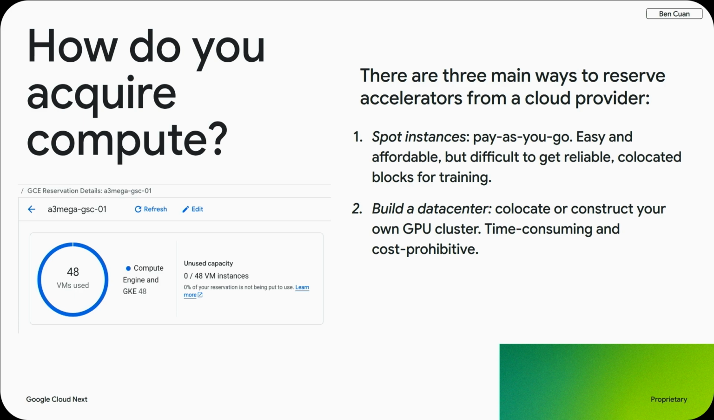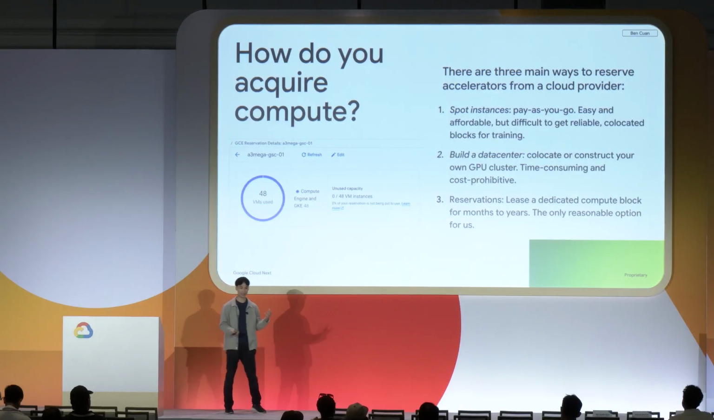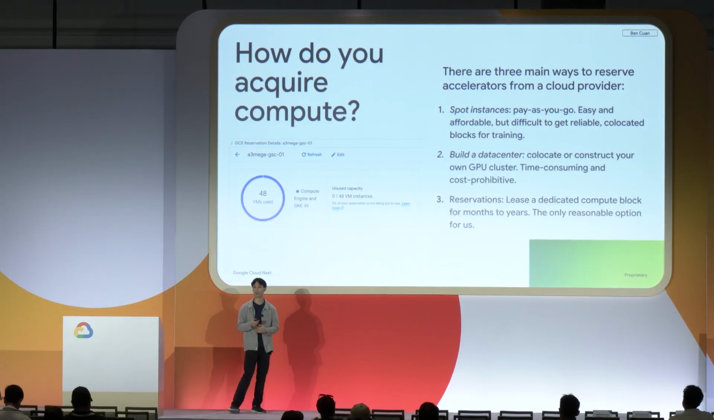So at Rev, we use the middle ground, which is to use a reservation with Google Cloud. And with the reservation, we're allowed to lease a dedicated compute block for a larger timescale, such as a month or a year. And so this strikes the balance between availability as well as guaranteeing uptime and the fact that we have a dedicated amount of compute that we can use without our training runs getting interrupted.